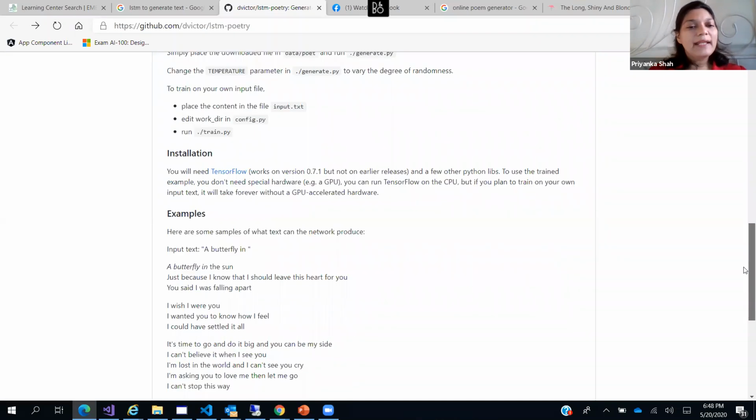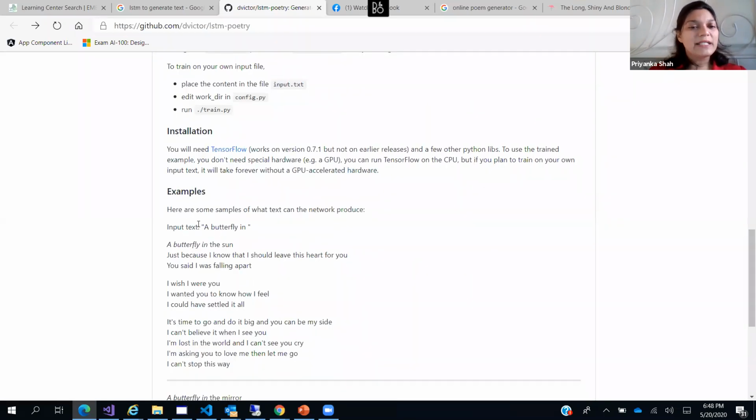Then you just give a seed text here. So here the input text is "a butterfly in", and it is going to give you an entire poem starting with "a butterfly in the sun" and something, or maybe not rhyming, maybe prose most of the time. But yes, it can give you a lot of possibilities also.